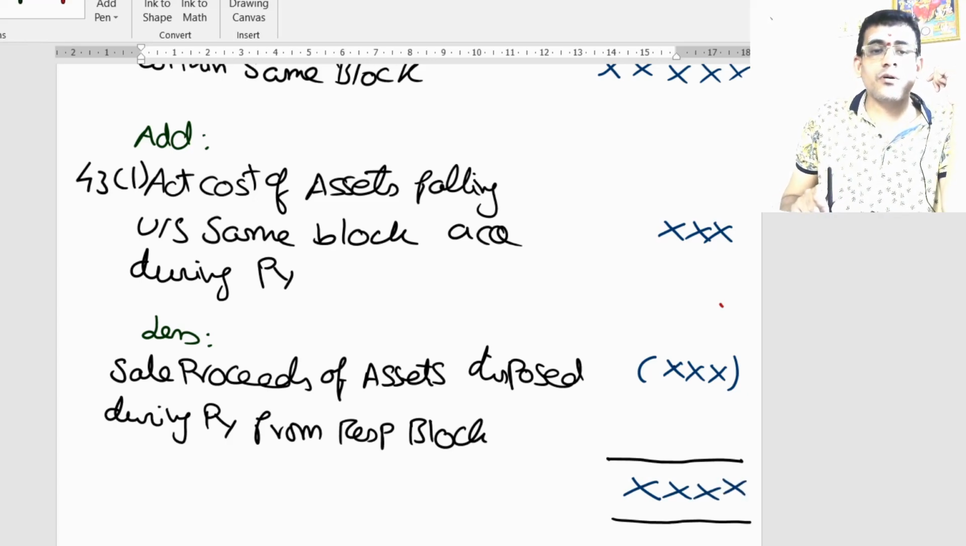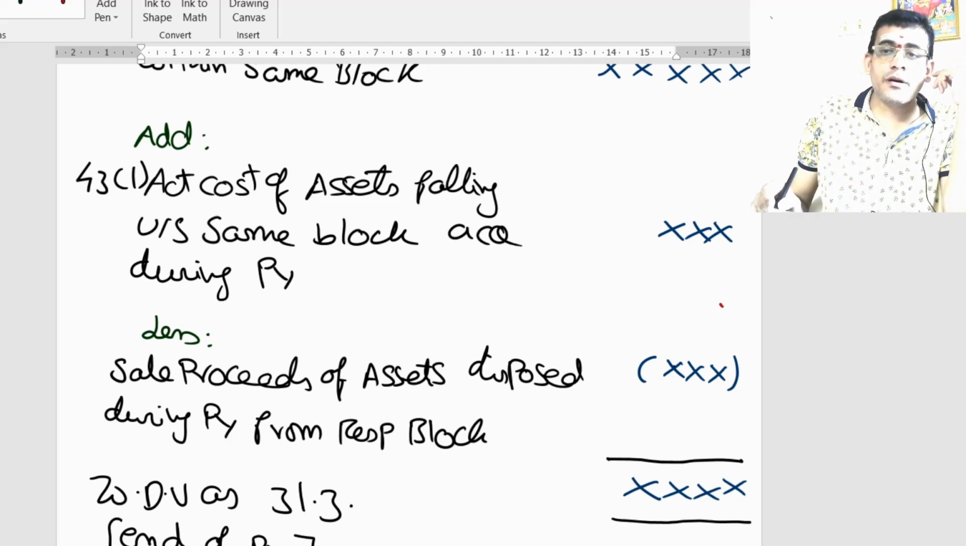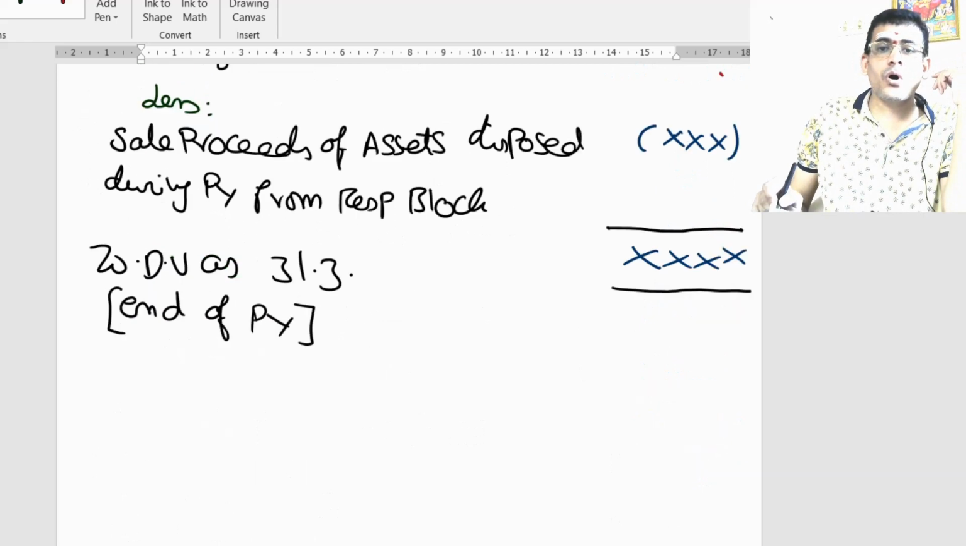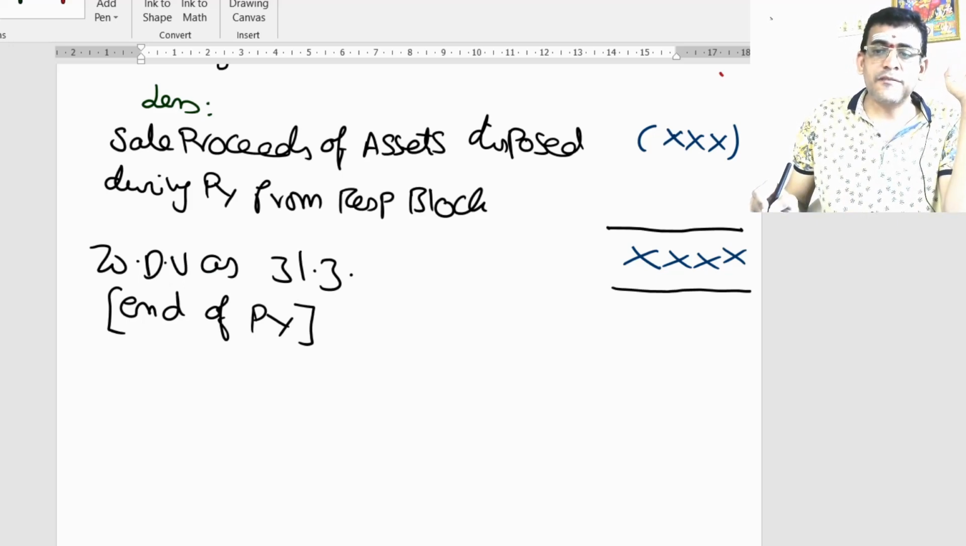This value is said to be called as what? WDV as on 31st March. That means 31st March is nothing but the WDV at the end of the previous year. On this, what are we supposed to do? I need to apply the rate of depreciation to get the amount of depreciation. That's the definition part.